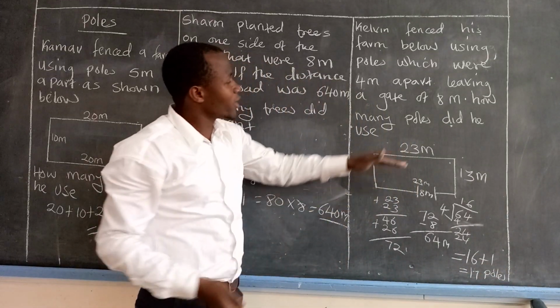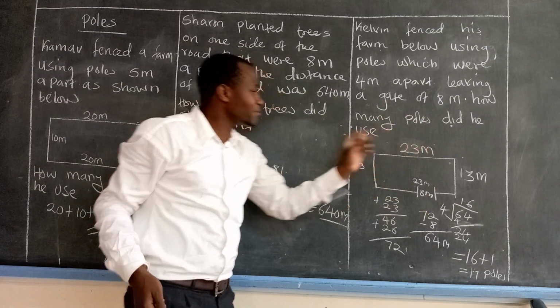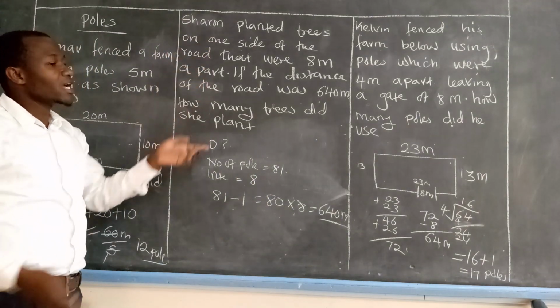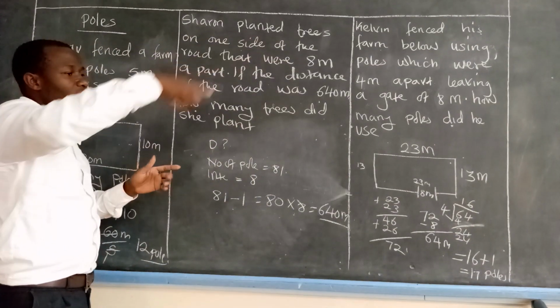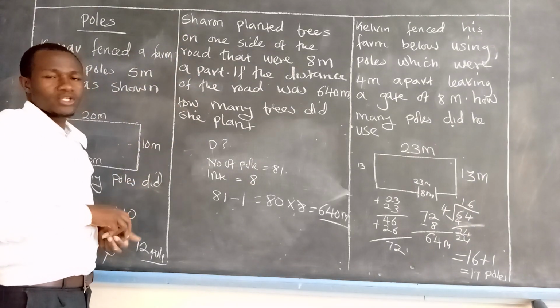So as you can see, how we calculate a figure that has a gate is the same method we use to calculate trees planted on a road, or billboards, or lights installed on a road, and so forth.